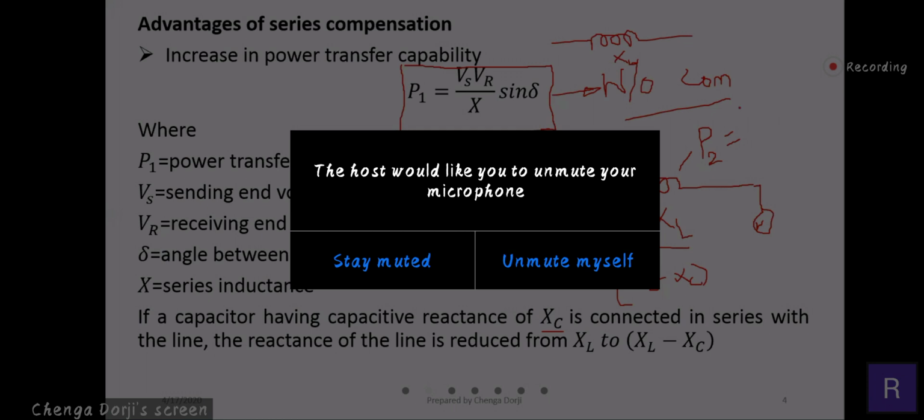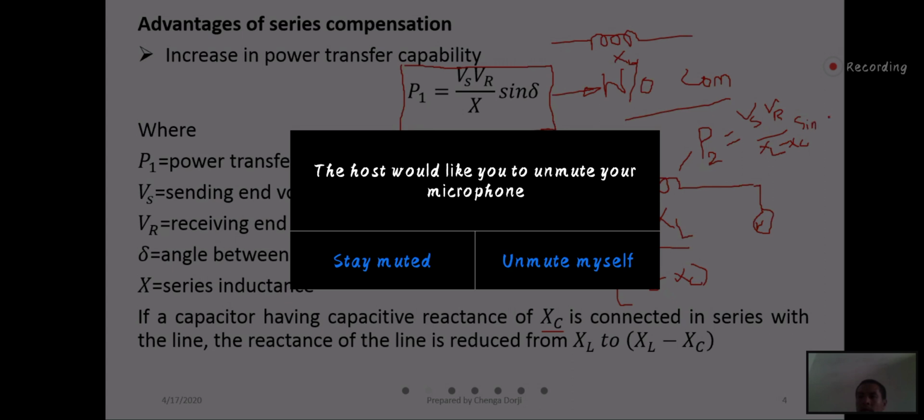P2 is Vs Vr divided by XL minus XC, sine delta. So XL minus XC sine del. So this is the case.